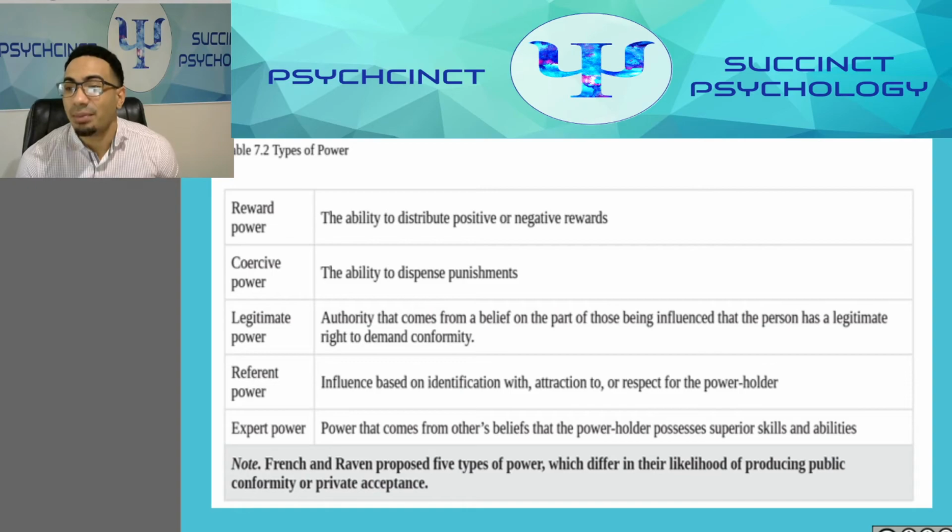So we see here in the table we have reward power, which is the ability to distribute positive or negative rewards, and then we have coercive power, which is the ability to dispense punishments.